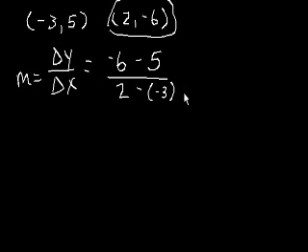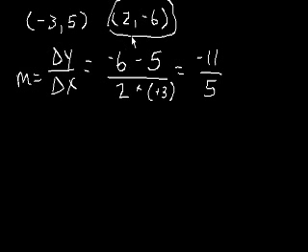You have to be real careful to get the signs right. So it's 2 minus -3. -6 minus 5 is minus 11. And 2 minus -3, well, that's the same thing as 2 plus 3, so that's 5. So we have the slope is equal to -11 over 5.